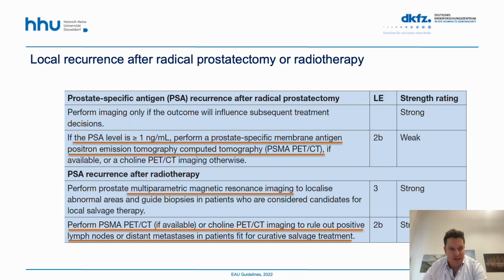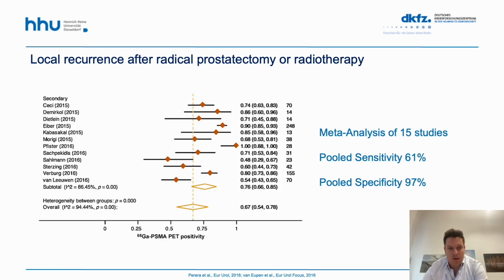The last step is local recurrence after radical prostatectomy or radiotherapy. Here, EU guidelines are pretty clear on what to do in PSA recurrence: at least perform a PSMA PET scan if available. And why is this the case? Because of a pretty high specificity. Here are data from 2015 and 2016, a meta-analysis of 15 studies, with a pretty high pooled specificity for PSMA PET CT scan of 97%. However, the sensitivity is over 60%. However, there is some space for improvement.